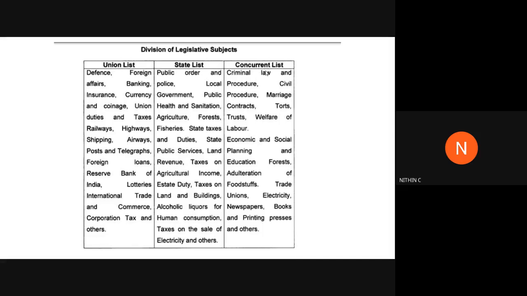Then concurrent list. ഇപ്പൊ ഈ പറയുന്ന കൺകറന്റ് ലിസ്റ്റിലുള്ള കാര്യങ്ങളിൽ both the state and union can create laws, but if a conflict occurs, the law created by the center will prevail.